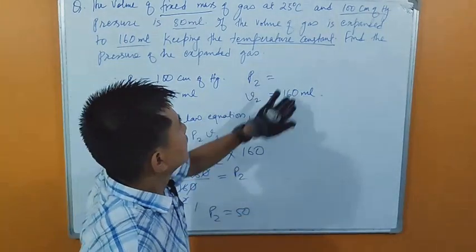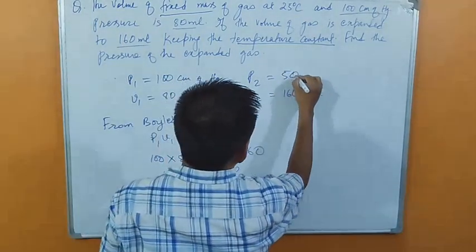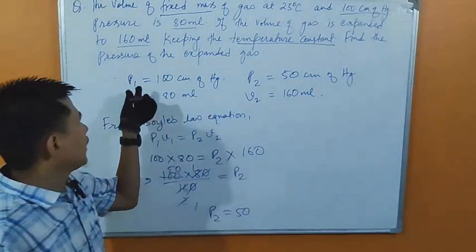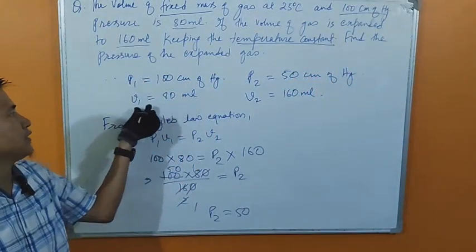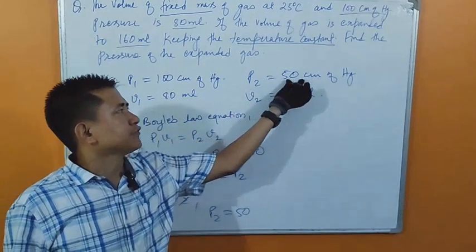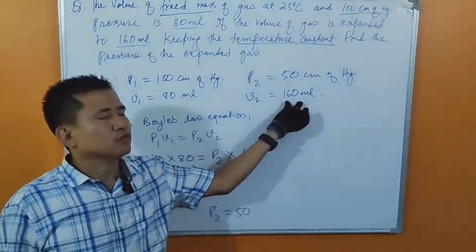P2 means how much we got? 50 cm of Hg. When the pressure was 100 cm of Hg, volume of the gas was 80 ml. When the pressure is 50 cm of Hg, the volume of the gas is 160 ml.